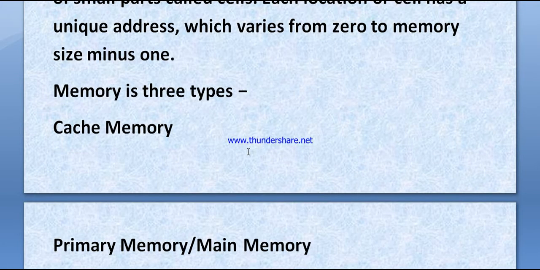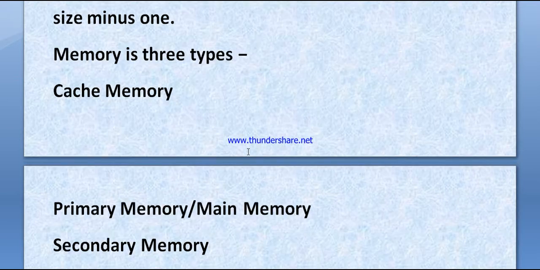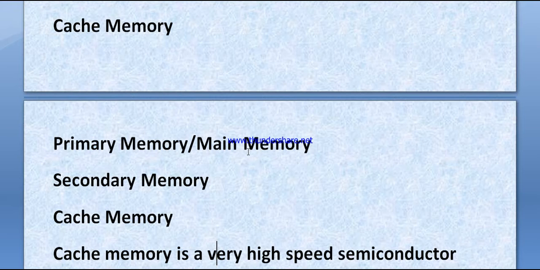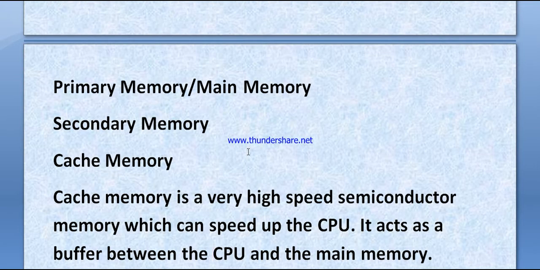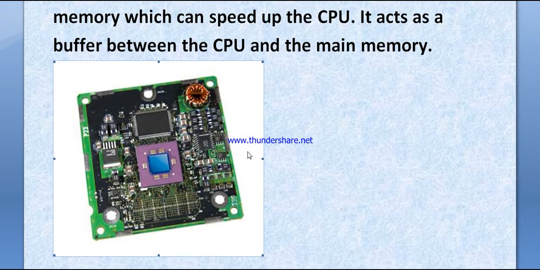Memory. There are 3 types of memory: cache memory, primary memory or main memory, and secondary memory. Cache memory is a very high speed semiconductor memory which can speed up the CPU. It acts as a buffer between the CPU and the main memory. यानी कि कैश मेमोरी क्या है, जस्ट एक्चुअल में वर्चुअल है, बट ये बफर यानी कि सीपीयू और मेन मेमोरी के बीच की जो है कड़ी बोला जाता है.